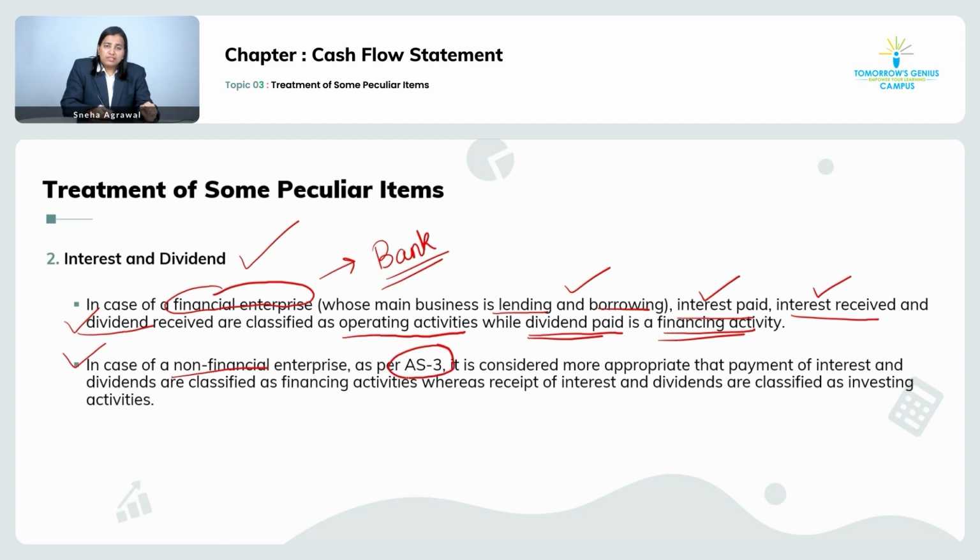As per Accounting Standard 3, as told earlier, which accounting standard governs cash flow statements? It is Accounting Standard 3 issued by ICAI. It is considered appropriate that payment of interest and dividend are treated as financing activity. But when, instead of payment, you are receiving interest and dividend, they are classified as investing activity. Because when will you receive interest or dividend? When you invest in shares, or when you give loans and advances to a third party. So that is the difference, and it is treated as a peculiar item.